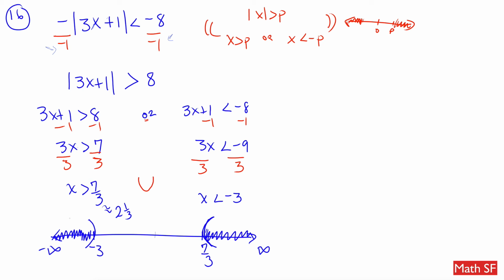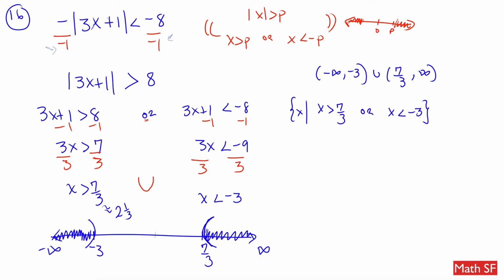Now that you have your number line, it's easier to get your interval notation. The interval notation should be from -infinity to -3, union 7/3 to infinity. That should be your interval notation. Now let's write our set builder notation: all the values of x such that x is greater than 7/3 or x is less than -3. That's how you can give your answer in set builder notation. Or the one that I always recommend, which is easier, is to say the set of x such that x belongs to your interval notation here: -infinity to -3 union 7/3 to infinity.